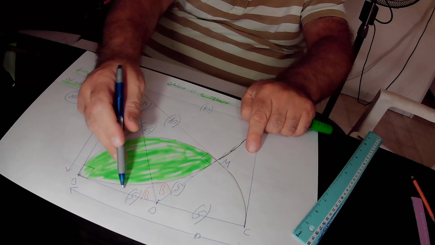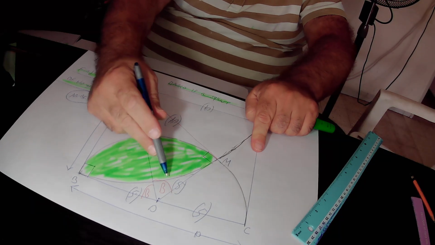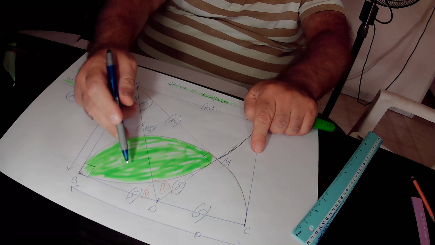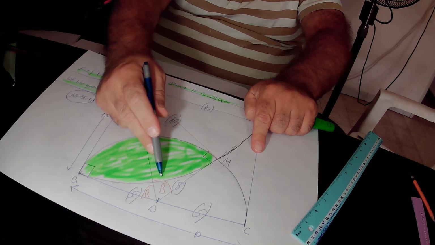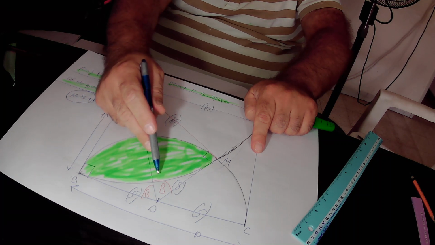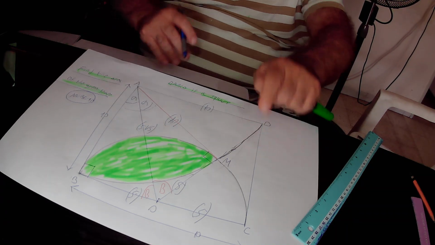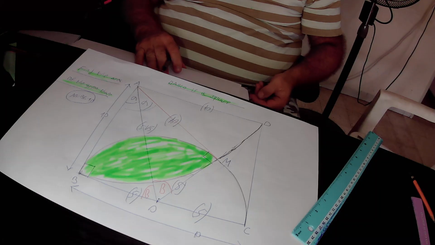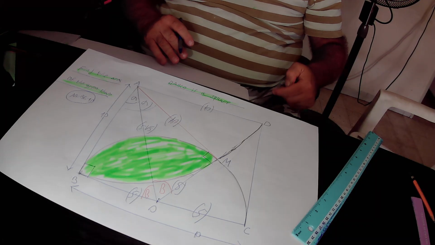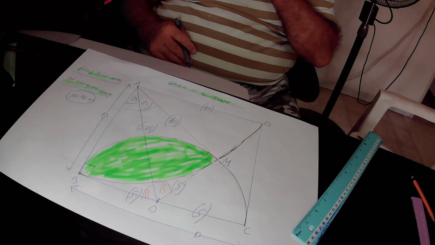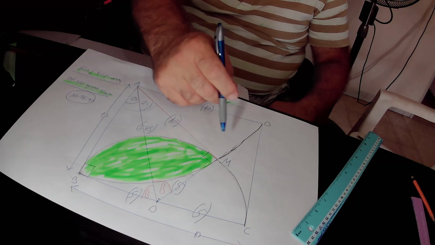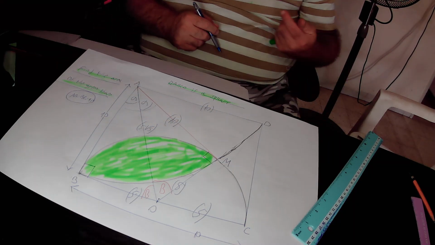This is the big angle beta plus beta, this is 2 beta, and it is equal to 126.87 degrees. Okay, so our task is to find out the area of this green shape.